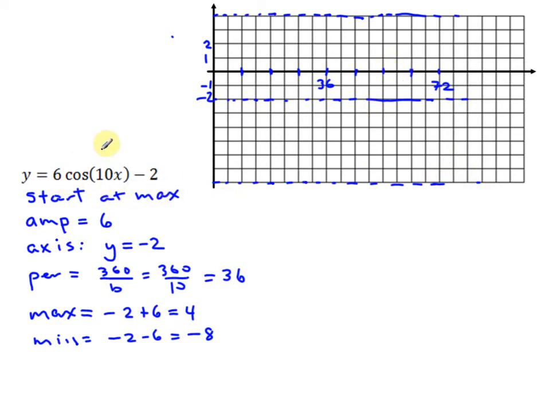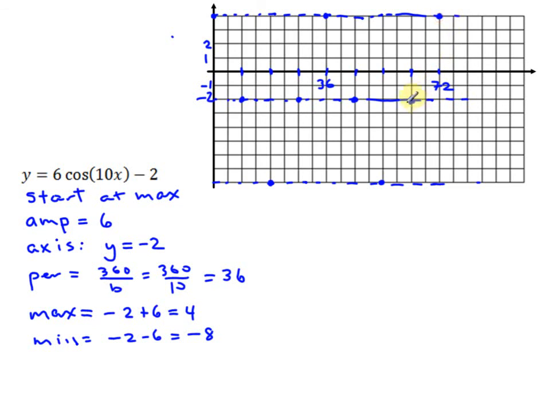Remember, it's cosine, so I'm starting at the max. At the beginning, I'm going to draw a point at my max. Then a quarter of the way through, I get to the middle. Halfway through, I get to the min. 3/4 of the way, I get back to the middle, and then finally I end where I started from at the max. And now I just repeat this for the next cycle. Min, back to the middle, and then back to the max.